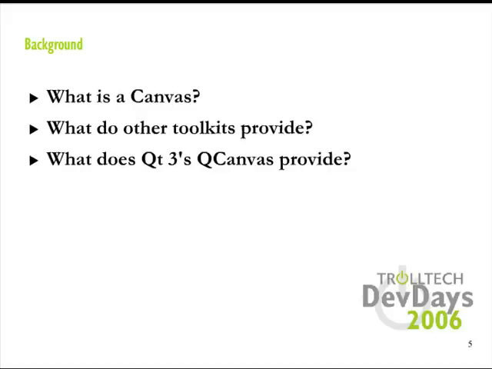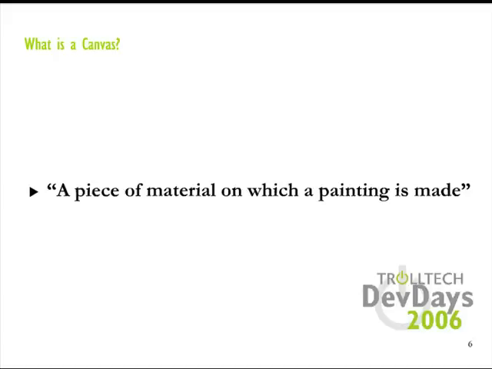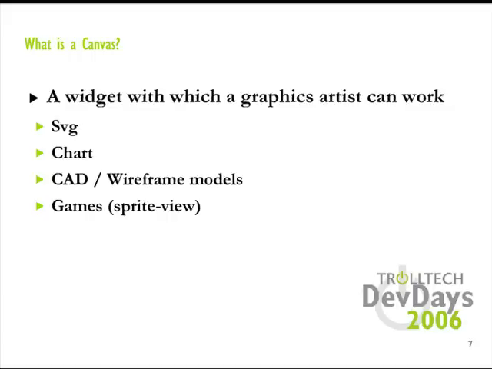So in the background, a canvas, if you look it up on Wikipedia or something, you will find that one of the definitions of a canvas is a piece of material on which a painting is made. Of course, we are not painters or artists in that sense. We are graphical artists. So canvas for us is a widget with which we can work to do our graphical views. You can compare it to SVG, a charting application, a CAD view, a game, a number of different things. It's something that helps you visualize the data that you have available.